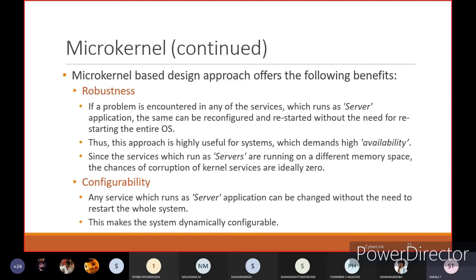Thus this approach is highly useful for systems which demand high availability.